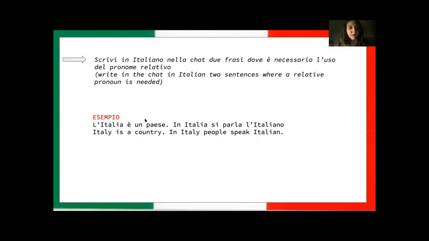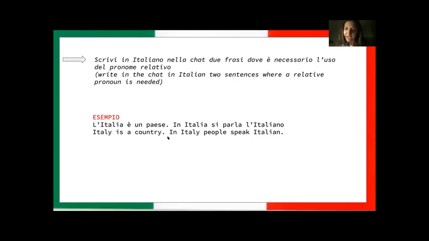So I will give you a couple minutes and you're going to write in the chat again 2 sentences where they have the same subject and where you think the relative pronoun is needed. Okay, so let me see some of your answers here.